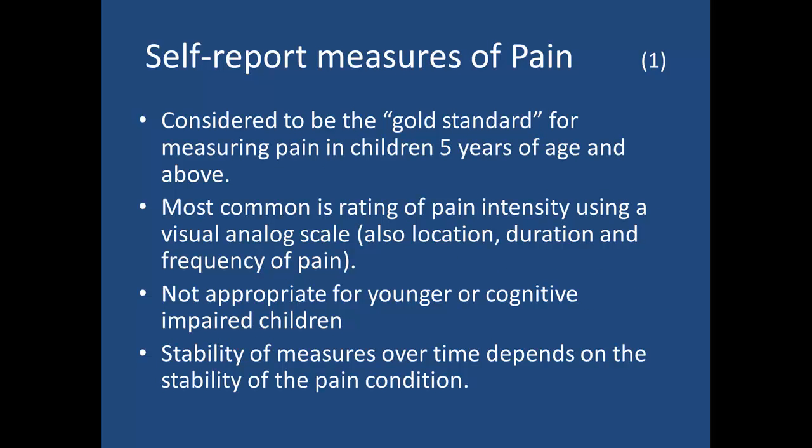So the most common and gold standard for measuring pain is self-report measures, which can be used with children as young as 5 years of age and above. The most common is a rating of pain intensity using a visual analog scale, but also people assess the location, duration, and frequency of pain. It's not appropriate for younger or cognitively impaired children, and the stability of measures over time depends on the stability of the pain condition.